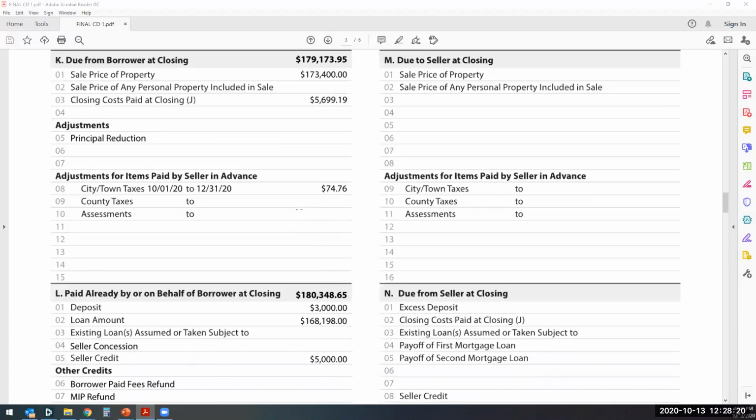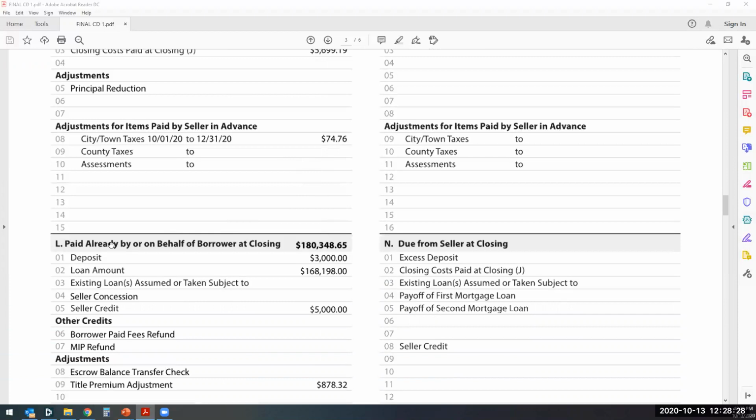Now we're going to see what things are already being paid on behalf of the borrower at closing. Okay, so we have the deposit. Why? Because the borrower has already given those $3,000 to the title company in an escrow check. So it's the $3,000. Now the loan amount. Why? Because that's the amount that the lender is going to give to the borrower. It's $168,198.